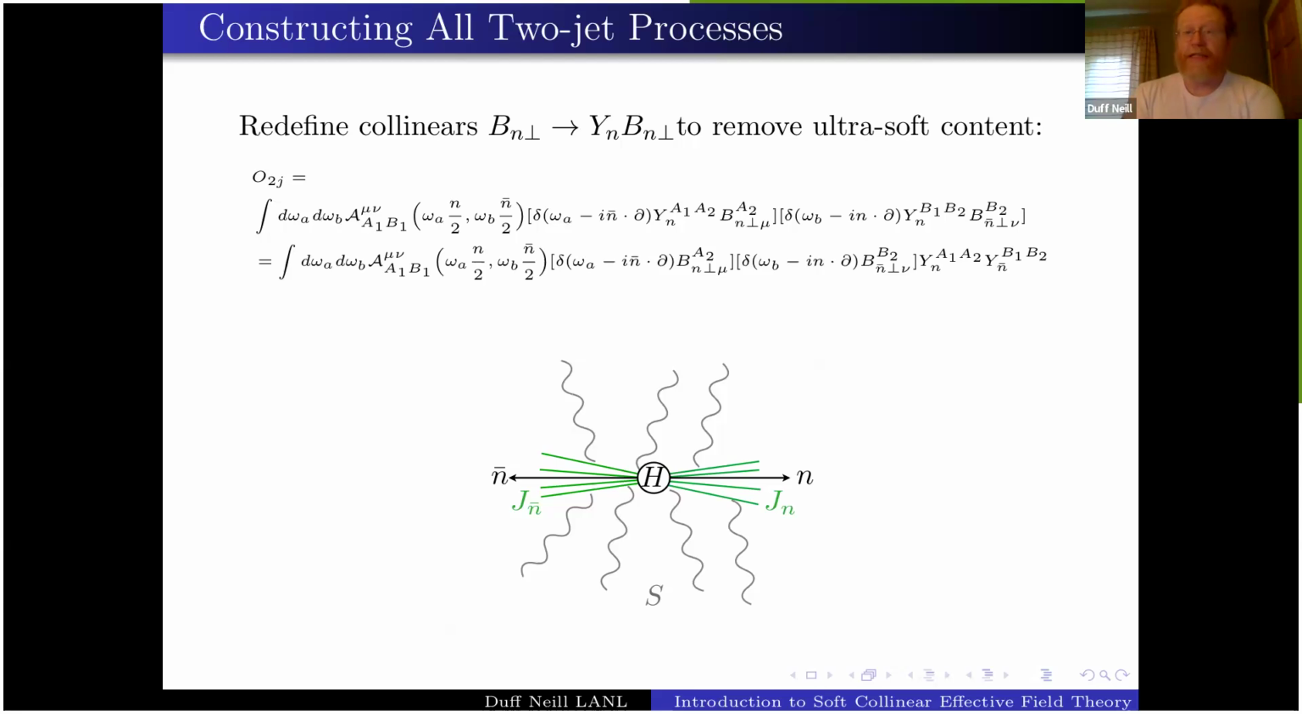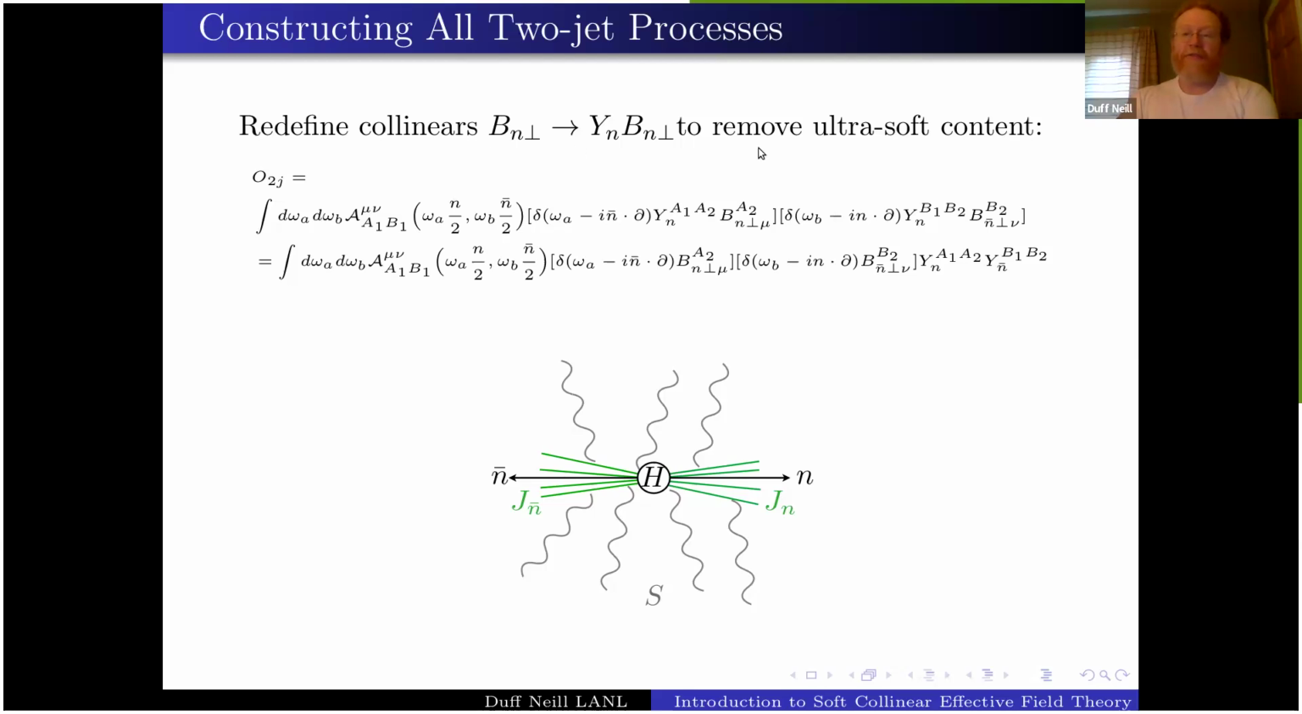Once I do my field redefinition to remove my ultrasoft content from my Lagrangian, I will find that my two-jet operator that I write down to describe these two-jet scattering processes is now going to be dressed by soft Wilson lines. So I'm going to remove the soft content out of my Lagrangian, and it's going to get stuck into my two-jet operator, which is where it belongs. And then, at the end of the day, this is the operator I'll have.